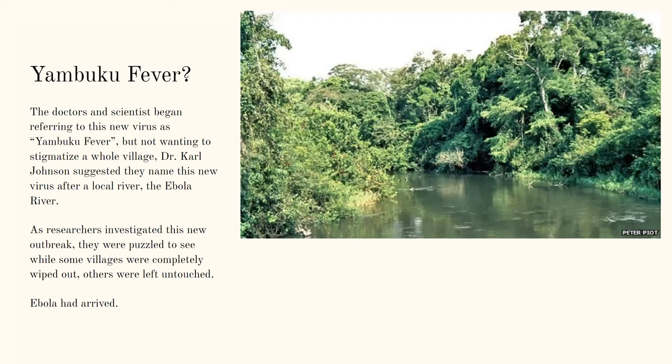So one of the things in regard to a new virus is you got to give it a name. Traditionally, viruses are named by bodies of water that they're found nearby. So for example, West Nile virus was found by the Nile River. Marburg virus is named after the Marburg River in Germany, where really the first cases of Marburg virus were seen. So what do you call this new virus? Well, doctors started throwing around the word Yambuku fever. The problem was this. They didn't want to stigmatize a whole village by naming a new virus that is deadly after it.